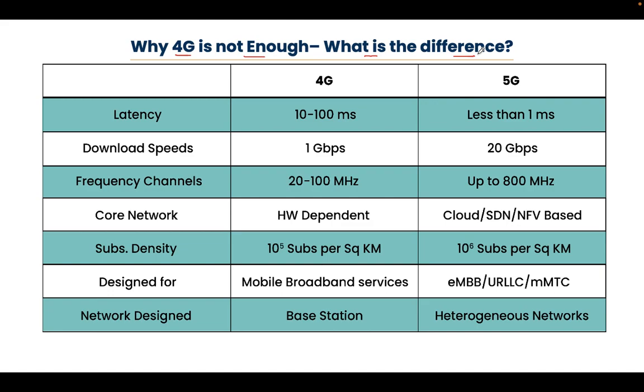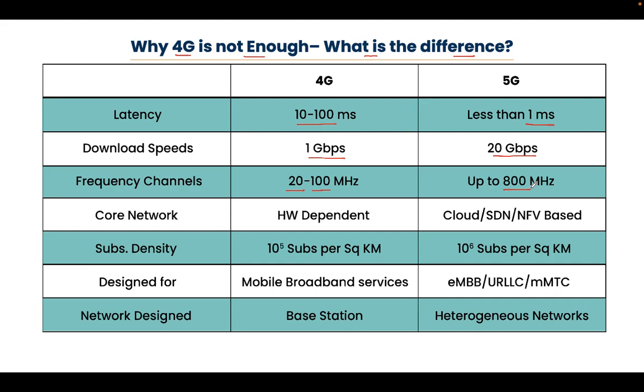In 4G networks, the latencies were in the range of 10 to 100 milliseconds. In 5G, we are expecting latencies of less than 1 millisecond. The peak data rates were 1 Gbps in case of 4G, and in 5G we are going to talk about 20 Gbps kind of peak data rate. The frequency bandwidths were in the range of 20 MHz for LTE and 100 MHz in LTE Advanced, but in case of 5G it can go up to 400 or 800 MHz.